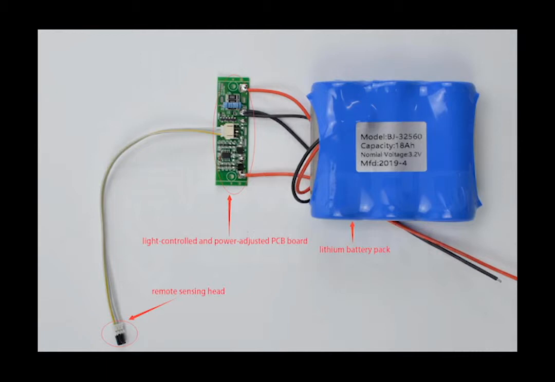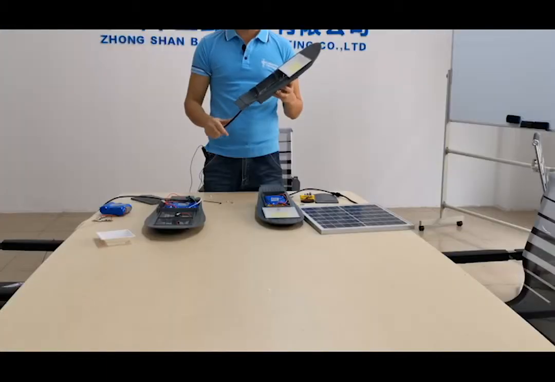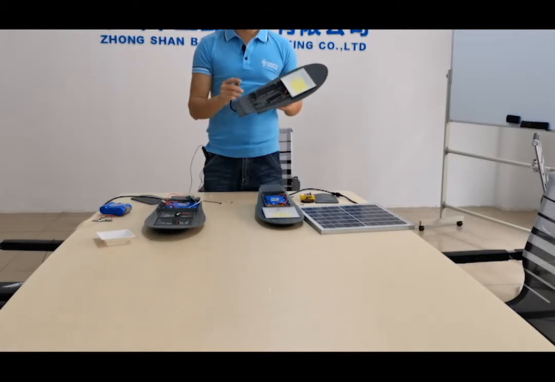As you can see from the picture above, there are 3 parts in the interior of the solar lamp: a light controlled and power adjusted PCB board, a remote sensing heat, and a lithium battery pack. We will focus on the light control and power regulating PCB board. This component can explain the question we raised above. Why do many manufacturers claim that solar light can be on for 5 to 7 rainy days? This PCB board can realize the controllable power output of the solar lamp.